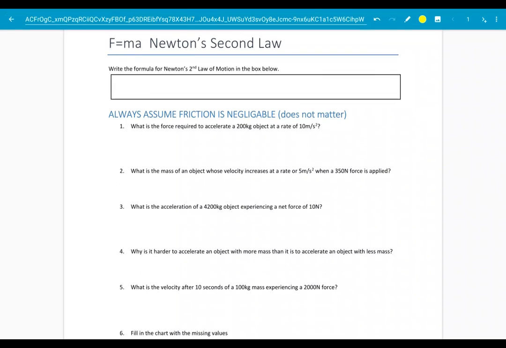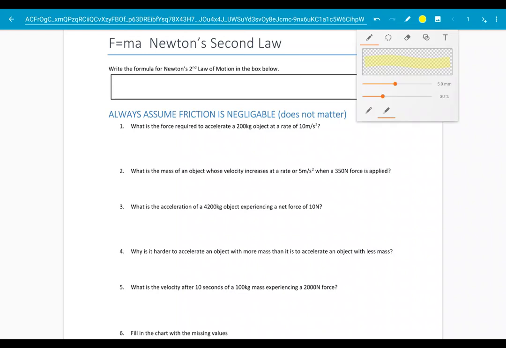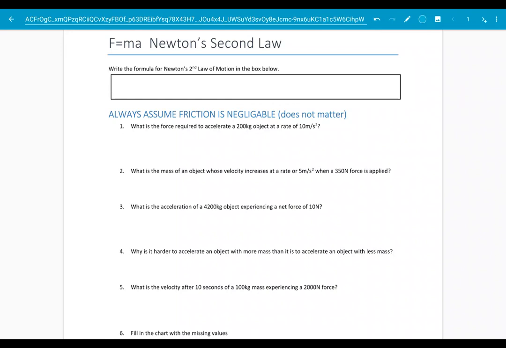All right, everybody. So this is how I would answer a few of these F equals ma Newton's second law questions that we had in our homework. First thing to remember is that at the top of our paper, in that box, we need to write down the formula. The formula is already written at the top.